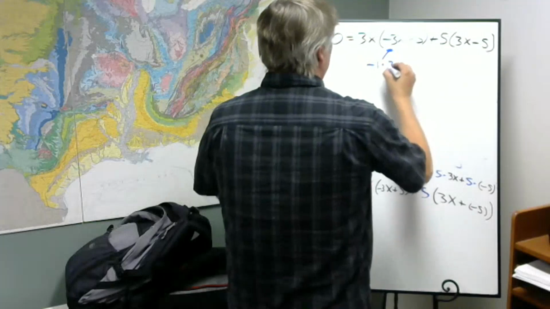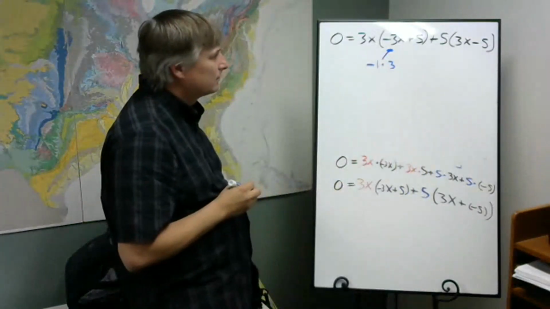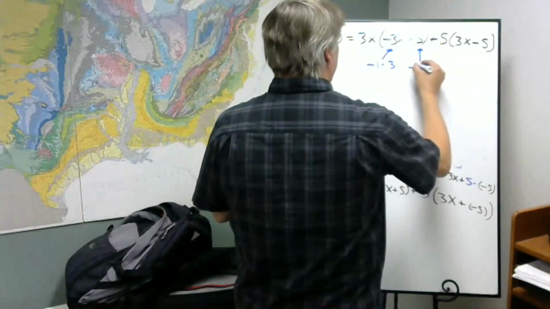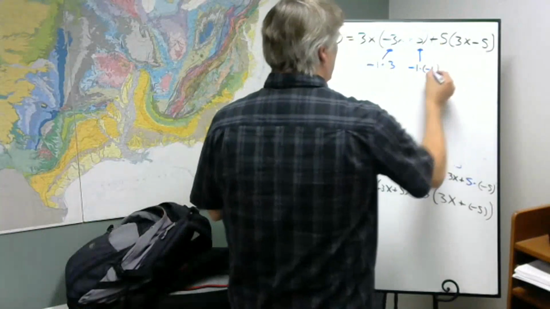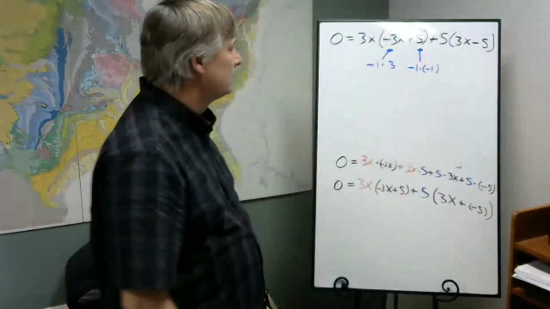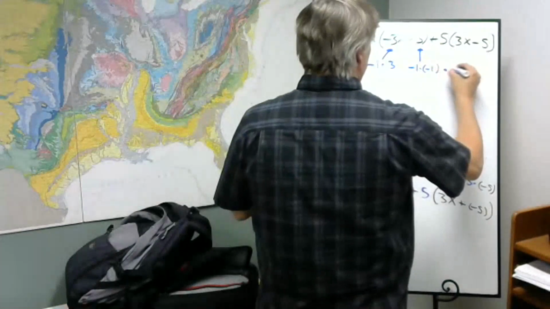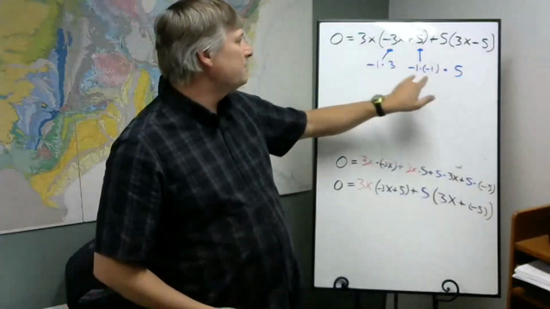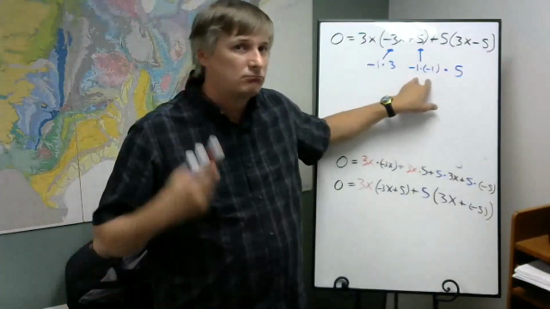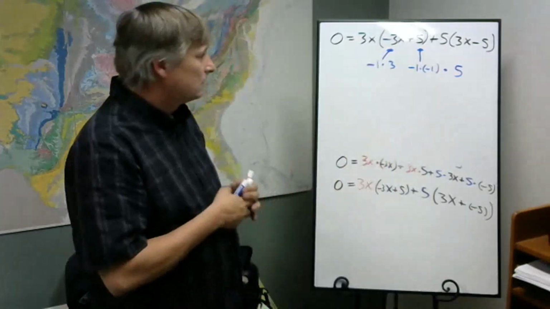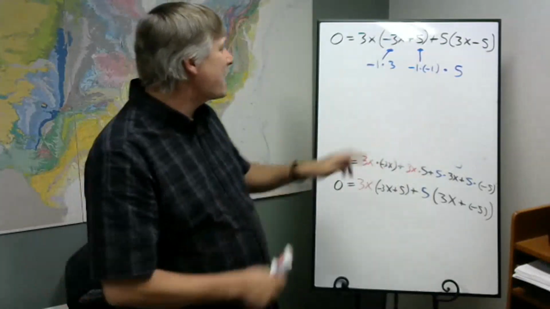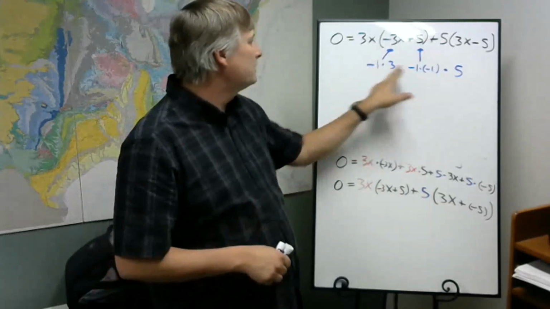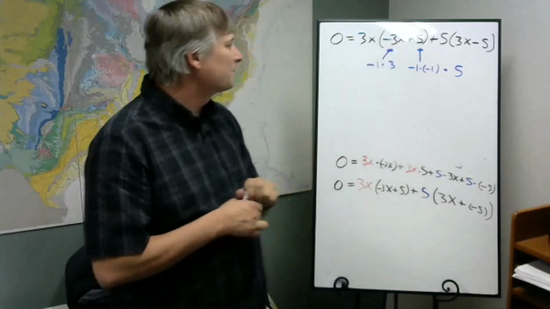-1 times 3. And what we can call this, -1 times -1, which is just +1 times 5. So something positive can be written as -1 times -1. What this does is now we have something in common between these two numbers.